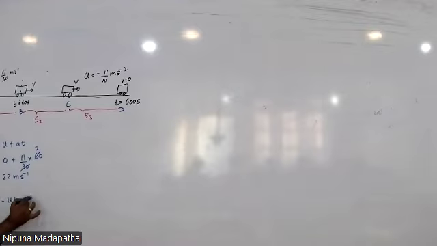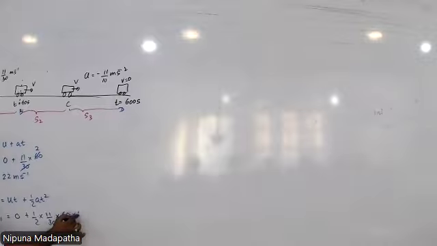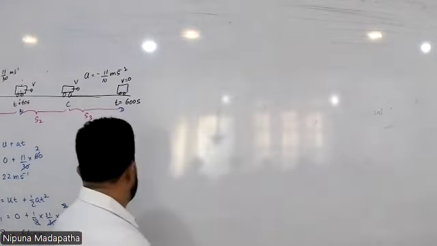Use S equals ut plus half at squared for the motion of the body from A to B. For S1, initial velocity is 0, acceleration is 11 over 30, time is 60 squared. 60 over 30 is 2. So S1 is 11 times 60, which is 660 meters. 660, right?